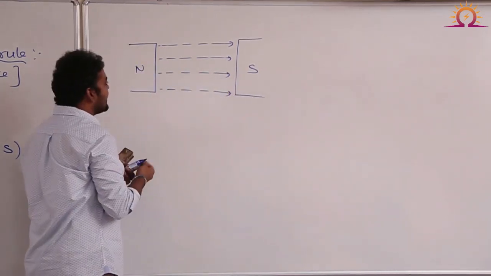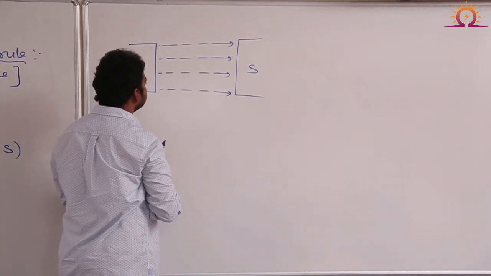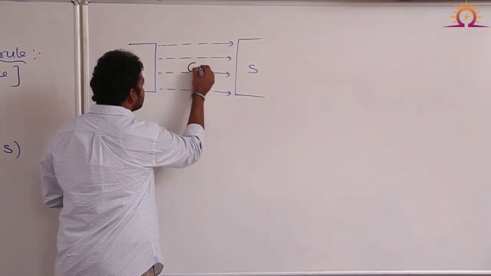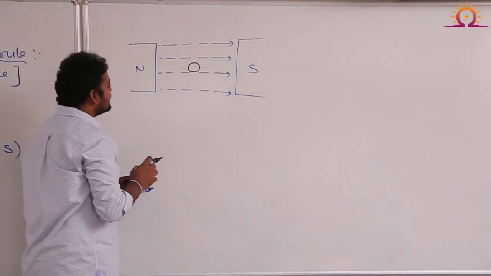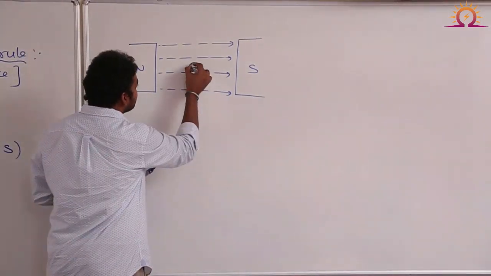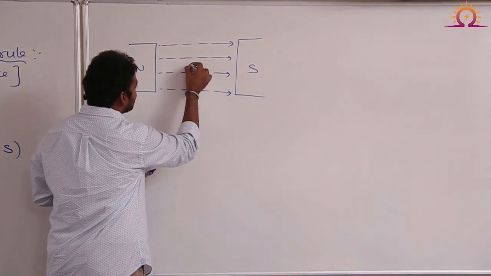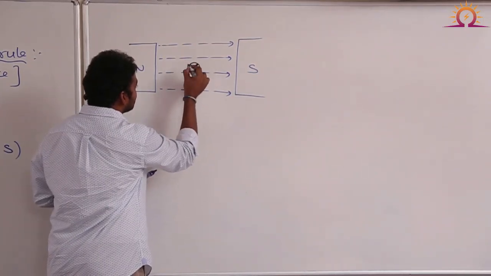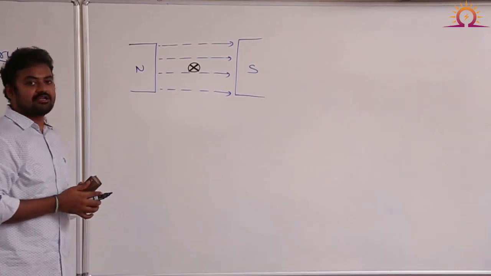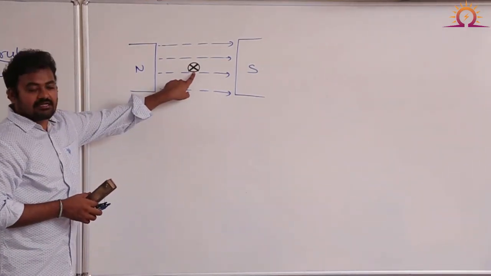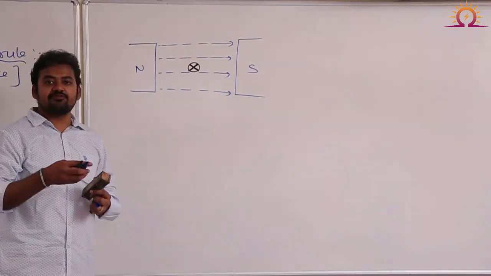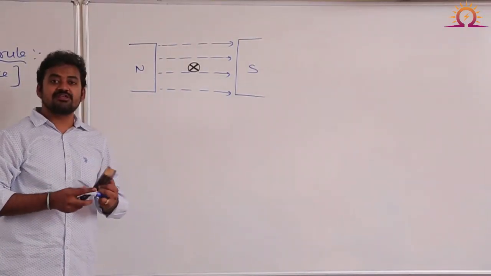And there is a conductor in this magnetic field. Assume this circle is representing the cross section of a conductor, and this conductor is carrying current into the plane. The cross polarity represents that the current is carried by the conductor into the plane. Now there is a current carrying conductor inside a magnetic field. Therefore, what will be the direction of force is the question.